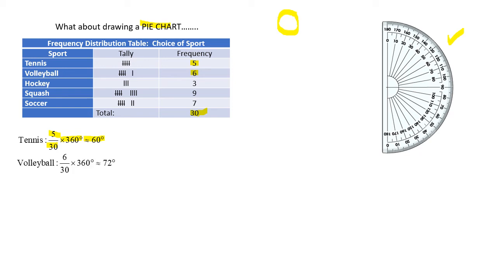Volleyball, you can see volleyball is 6 out of 30. 6 divided by 30 gives me 72 degrees. Hockey, there's 3 people that chose hockey. 3 divided by the total, which is 30, multiplied by 360 gives me 36 degrees. Squash, which is 9, and soccer is 84 degrees. So each one of these now shows me the number of degrees it will be in this circle, which is 360 degrees.